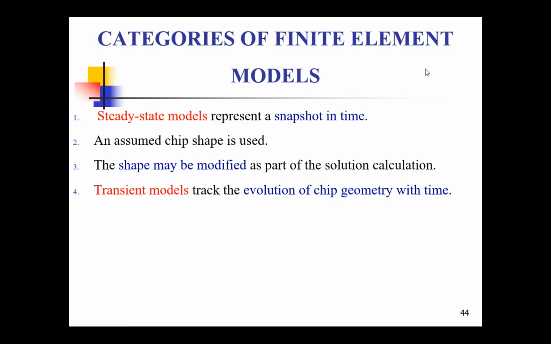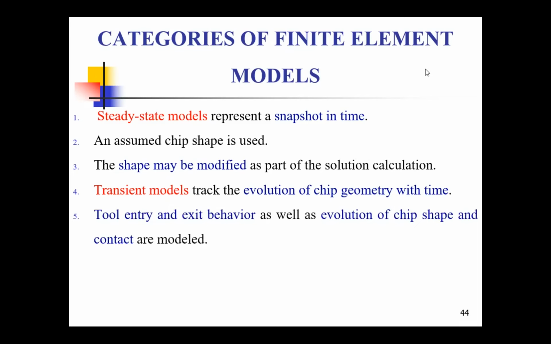But contrary to this, the transient models track the evolution of chip geometry in time. Over a period of time, how the chip will be produced and what is the shape of the chip will be determined by the transient models. So the tool entry, where the tool comes in contact and where it exits, how the chip flows, what is the shape of the chip, and how much contact it makes with the tool, each and everything we are going to model in these transient models.